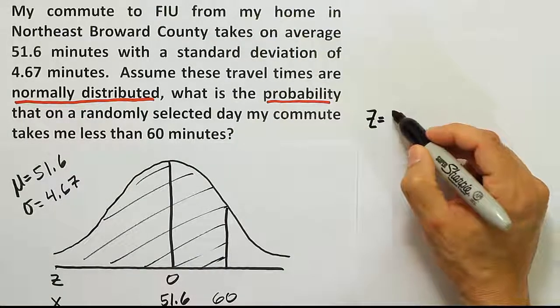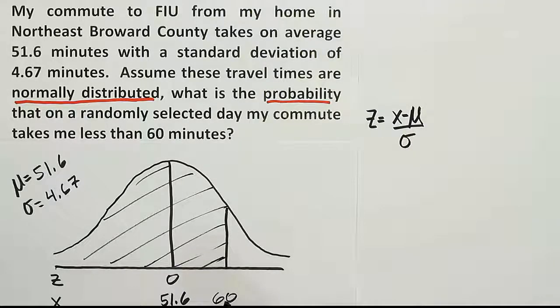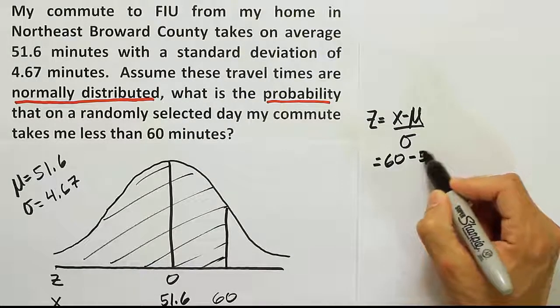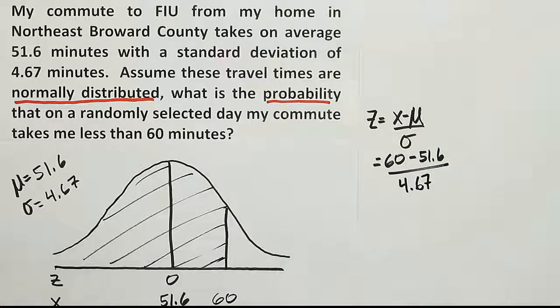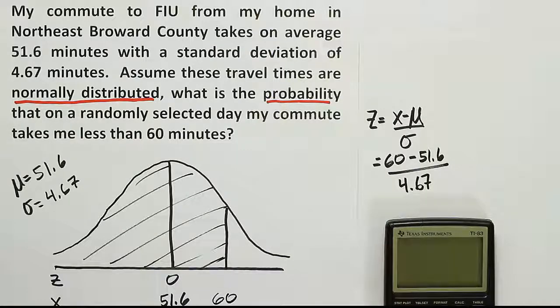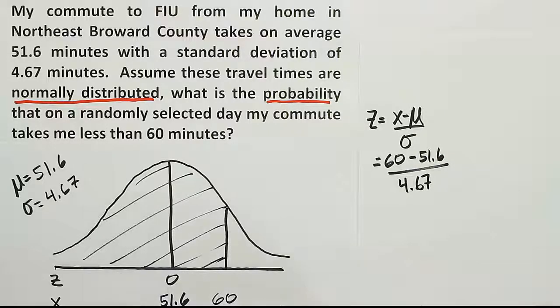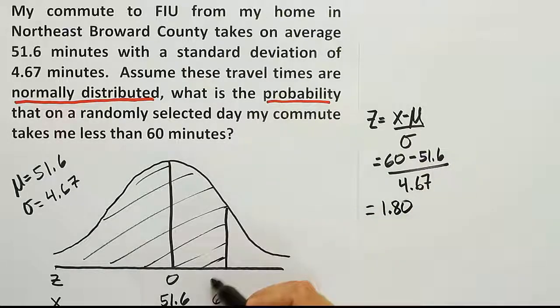Z will be equal to x minus the mean over sigma. So I want to convert this commute length of time into a z-score. I'm going to convert 60 by doing 60 minus the mean of 51.6 and divide by the standard deviation of 4.67. All right, let's see what that gives us. So we'll have 60 minus 51.6 and then divide that by 4.67. Okay, so we end up with 1.798, which will round off to 1.80 because our table only uses out to the hundredths place, so we'll need to round that off to 2 decimal places only, so 1.80.